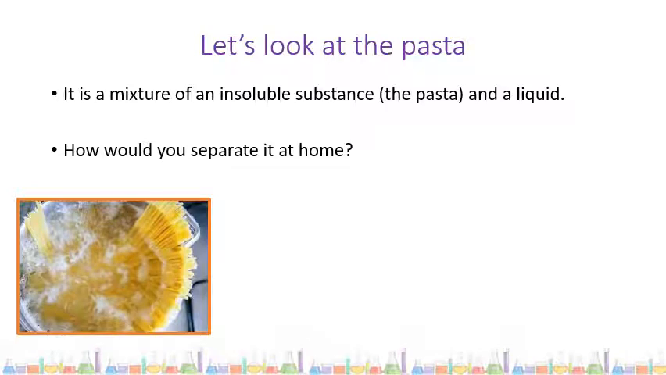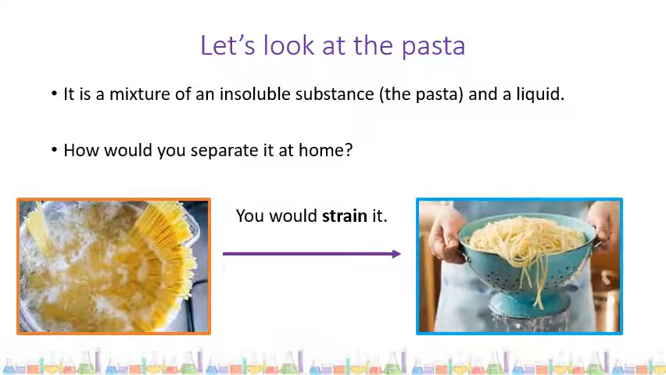So let's look at the pasta for a second. We said that it's a mixture of an insoluble substance, the pasta, and a liquid. And the liquid we're looking at is water. So we've got insoluble pasta in the water. How would you separate that at home? Hopefully you would strain it. So we would use a colander like the pretty little blue one shown here. You would strain it and that will separate the water from the insoluble substance.